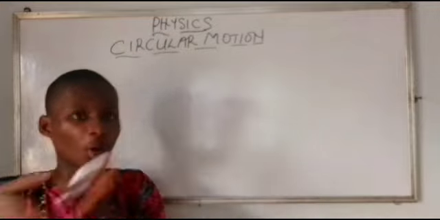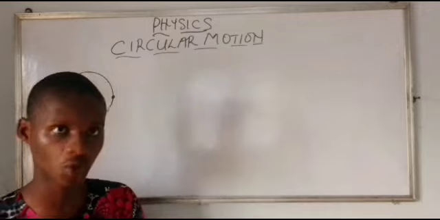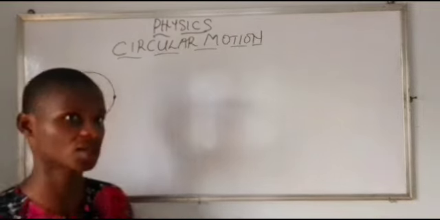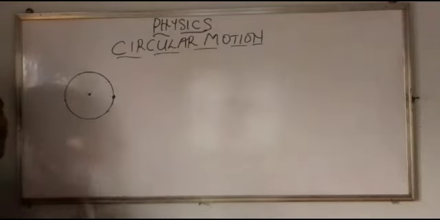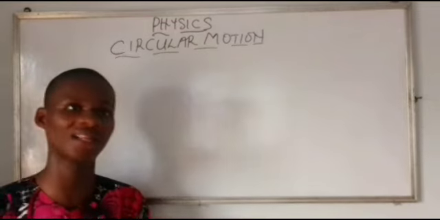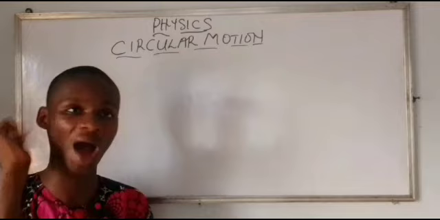But however, whether it is a uniform circular motion or a non-uniform circular motion, there are facts that you need to pay attention to. What are those facts? It is very simple. Those facts are basically classified into what we call angular parameters and linear parameters. The first thing we are going to be talking about is amplitude.